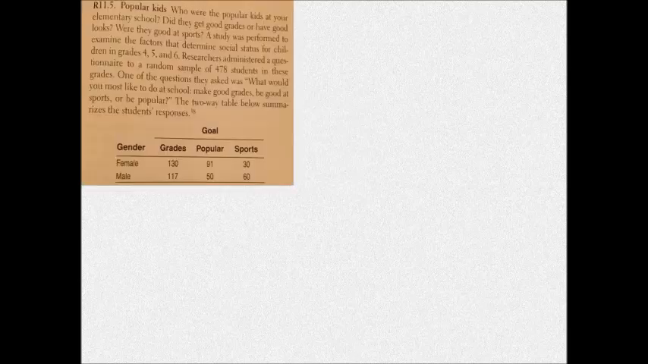But this one is from the book. It's on page 733. It says, who are the popular kids at your elementary school? Did they get good grades or have good looks? Were they good at sports? A study was performed to examine the factors that determine social status for children in grades 4, 5, and 6. Researchers administered a questionnaire to a random sample of 478 students in these grades.